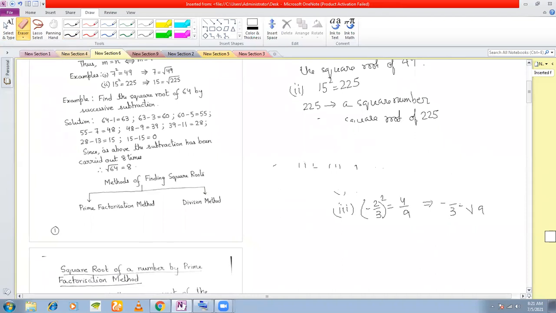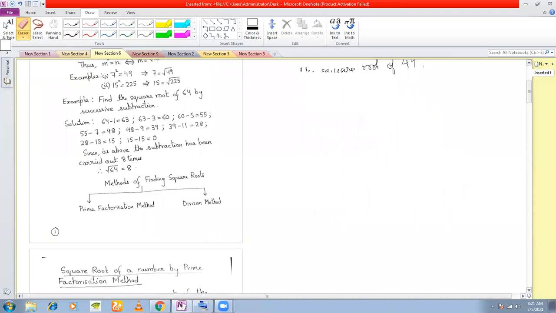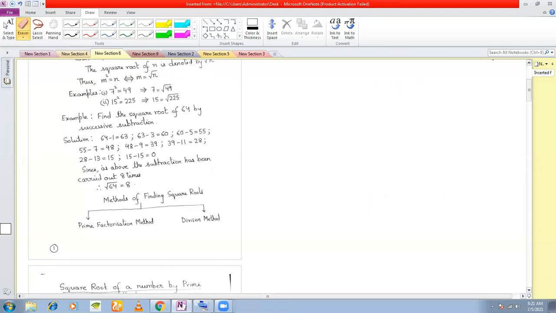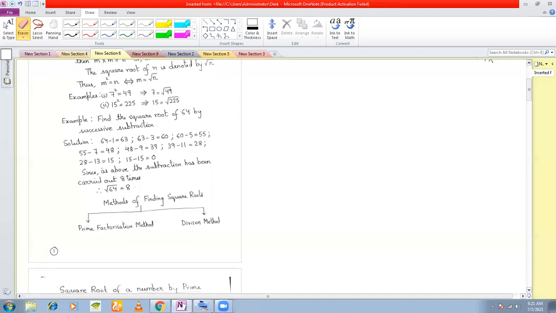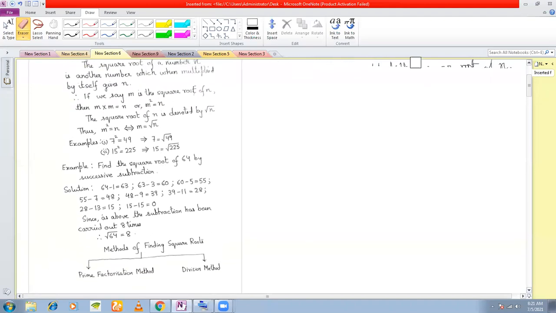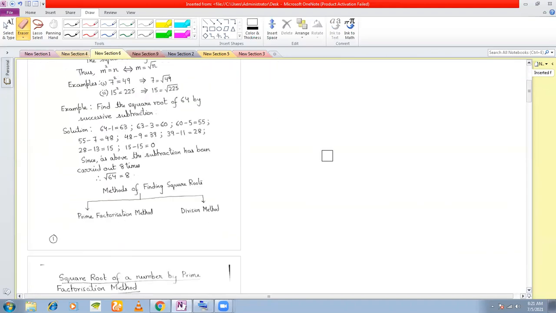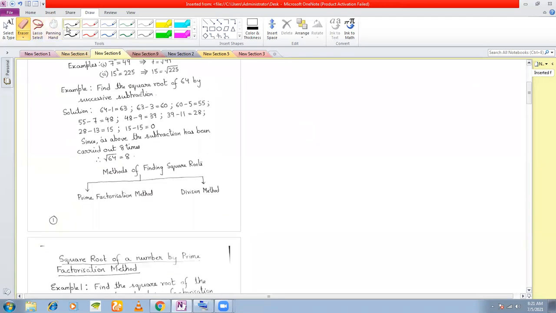Now once we know the definition of square root, we move on to one small method of finding a square root. In fact, a very inefficient method, but this method can be used in many other techniques to solve sums. Okay, but we don't use this method to find square roots. So suppose 64. We want to find out the square root of 64. First of all, we try to express 64 as a sum of odd numbers.